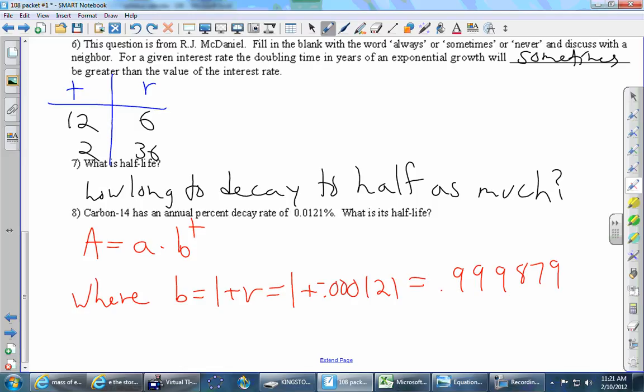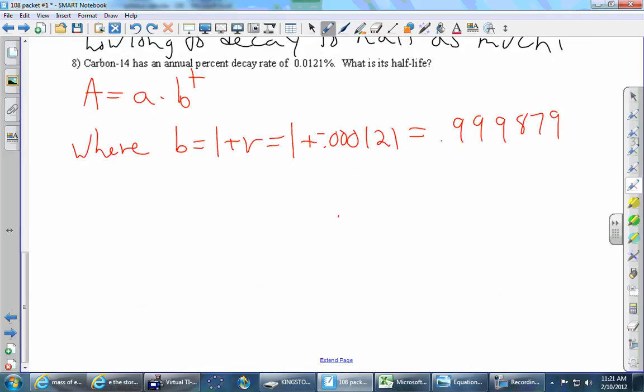Yeah. So the 8 and the 1 give you... Yeah. Okay, so that is good. And then we're ready to answer the question. The question says, what is half-life?